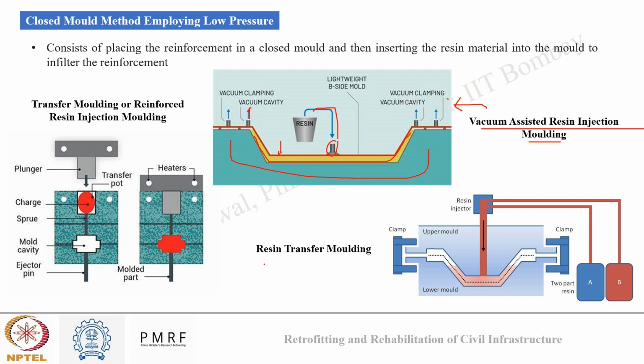Second is resin transfer molding. Here resin like epoxy resin and hardener is injected into the closed mold containing fiber via low pressure injection, and once my fiber and matrix completely mix with each other, it will take the shape of my desired laminate.